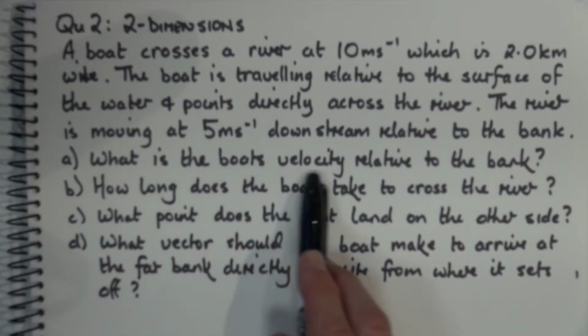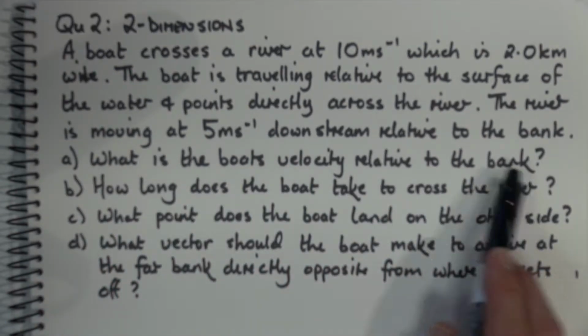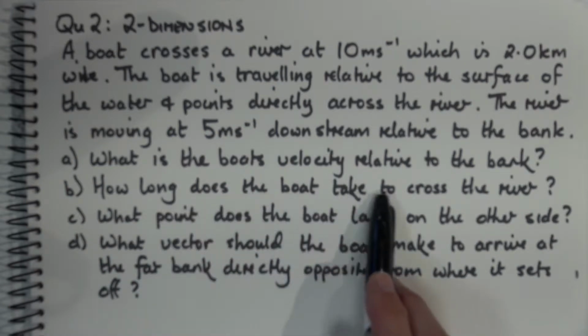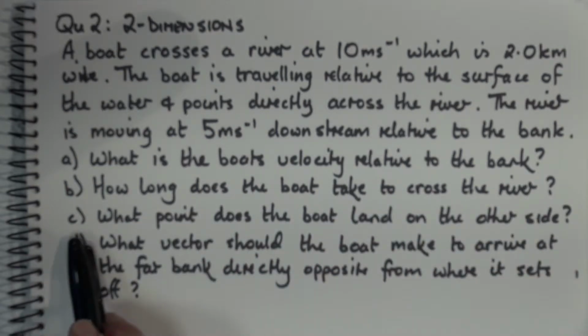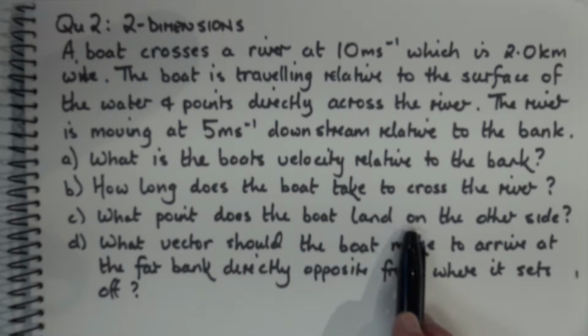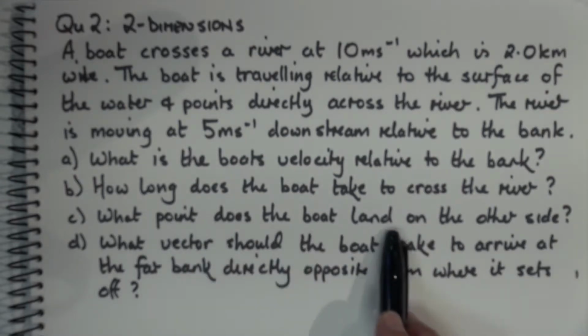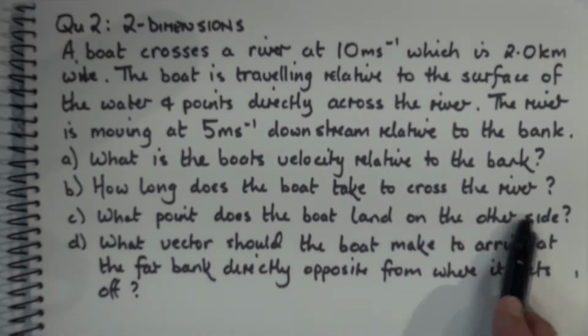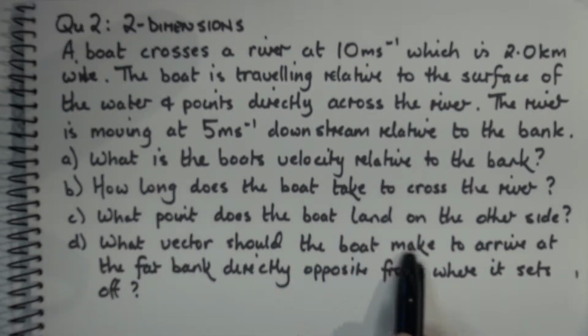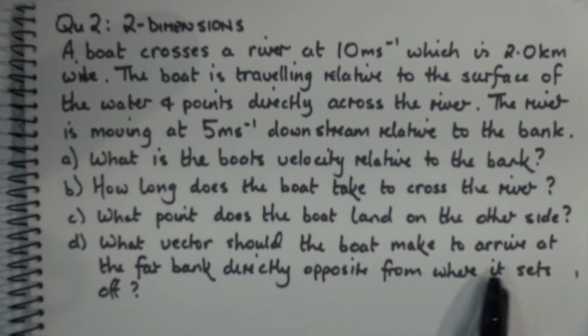We're going to find what is the boat's velocity relative to the bank, how long does the boat take to cross the river, what point does the boat land on the other side, and what vector should the boat take to arrive at the far bank directly opposite from where it sets off. Okay, so let's have a look at the solution.